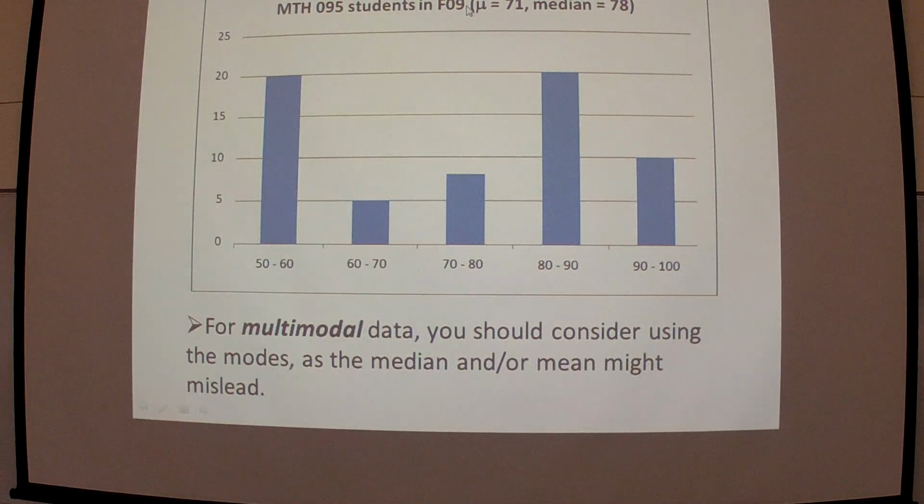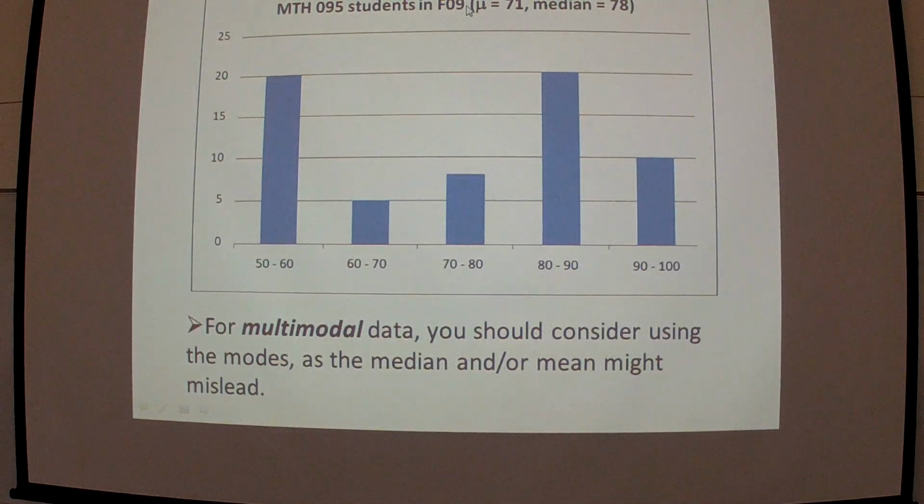Now the reason I can call that a population is because I only had 63 students in both Math 95 classes. That's easy enough for me to measure because I can actually get 63 grades, put them in Excel and call it good. So I can call it mu. But it's still the same thing. I added up the scores and divided by 63. So the average score on the exam was 71. The median score on the exam was 78.